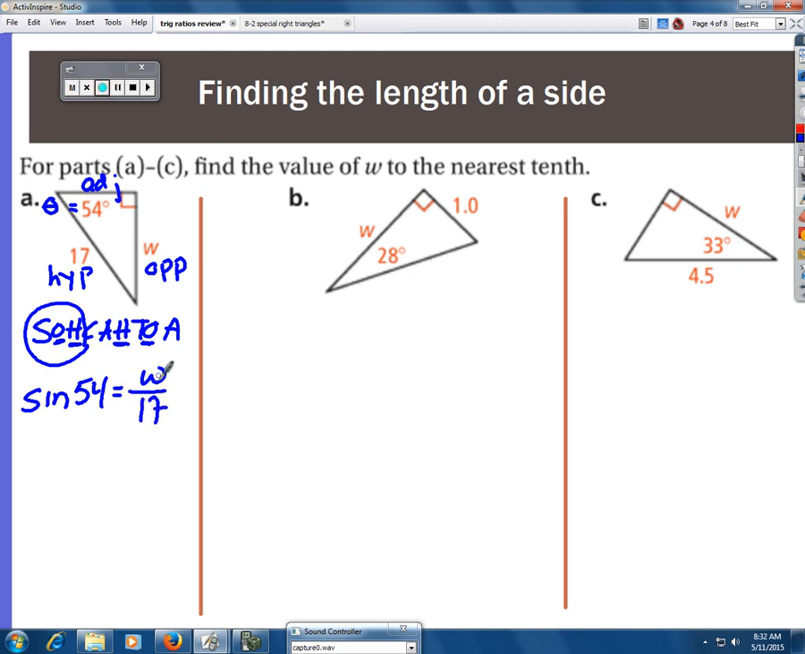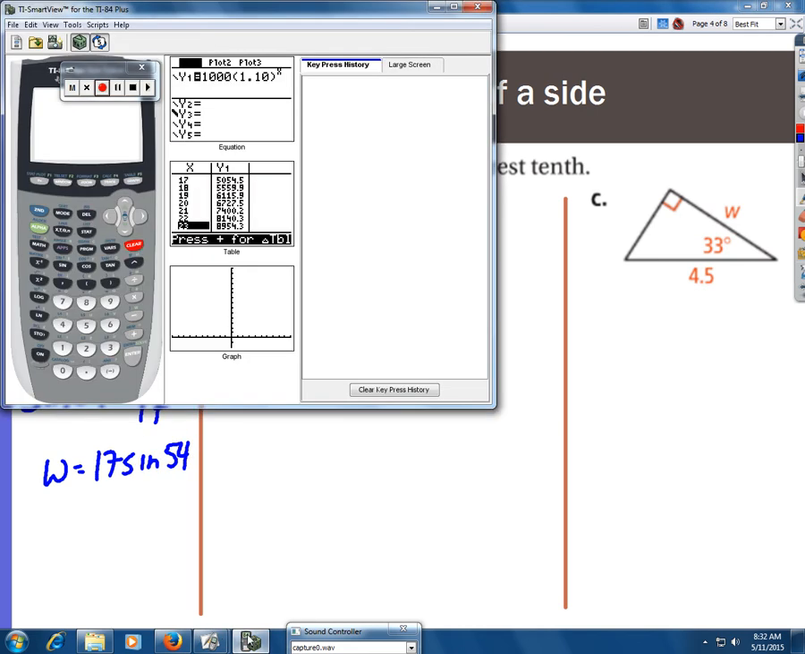And to get W by itself, I would have to multiply by that sine. So W is going to be 17 sine 54. When you do this and put it in your calculator, you have to make sure your calculator is set to degrees up here.